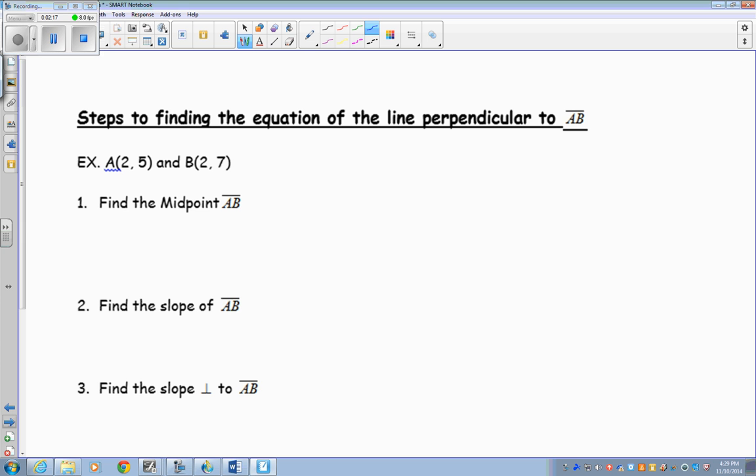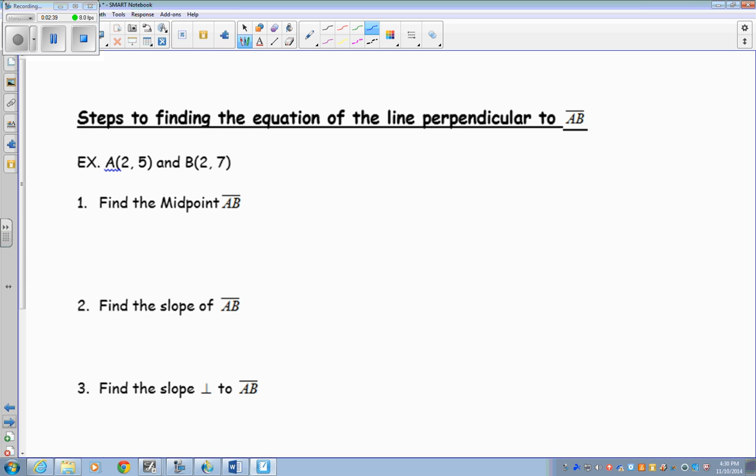So what we're going to look at are the steps to find the equation of the perpendicular bisector. And there are 5 steps, but you really need to know the 4 because the 5th one is just depending on what type of equation form they want the bisector. So the first step is to find the midpoint of your segment.